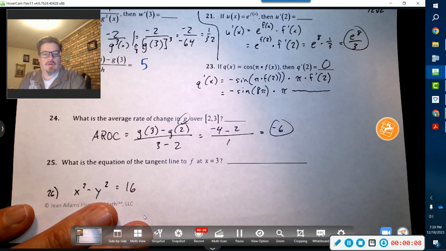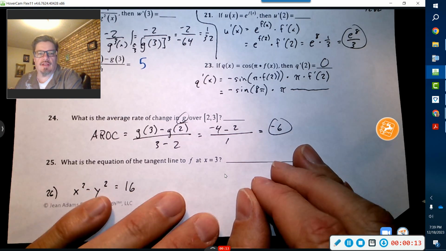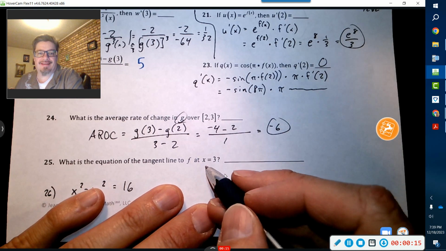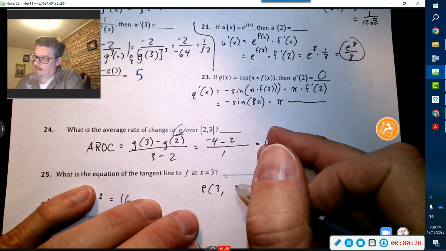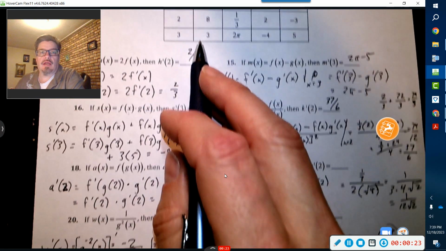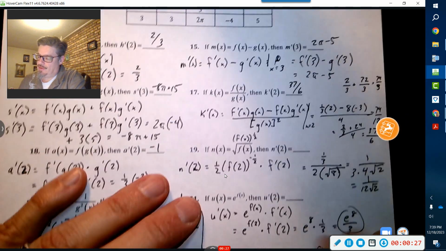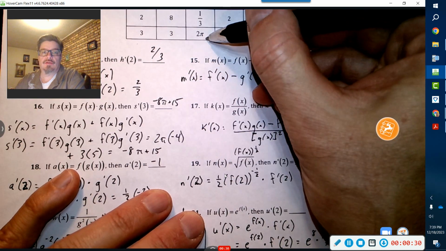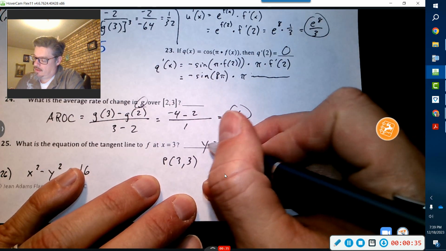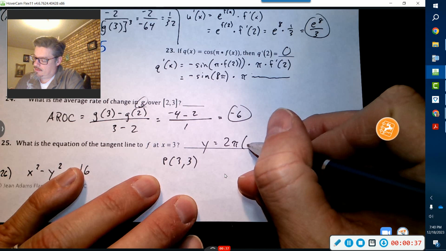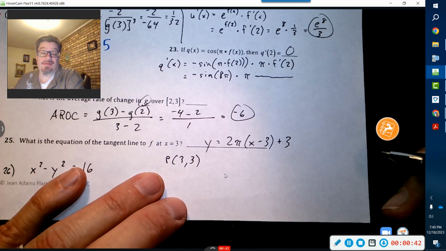Minimize there, and minimize here. Okay, what is the equation of the tangent line to f prime at x equals 3? Well, we need a point, and at x equals 3, we actually have 3. And then, to get the slope at 3, we need 2 pi. So that means y equals 2 pi (x minus 3) plus 3. And that's it. That's all you gotta do.